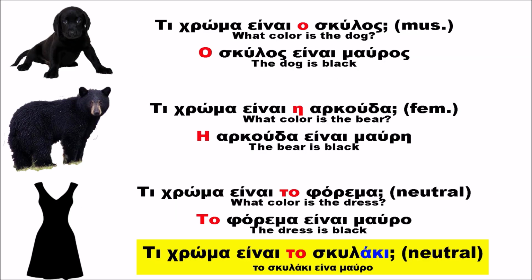Τι χρώμα είναι ο σκύλος? Masculine. What color is the dog? Ο σκύλος είναι μαύρος. The dog is black.